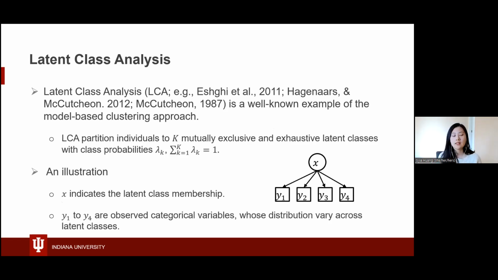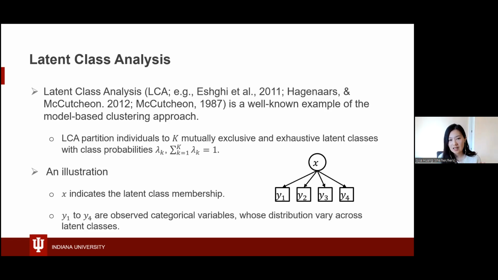For the model-based clustering approach, we'll be focusing on latent class analysis. Latent class analysis is a well-known example of the model-based clustering approach. What it does is partition individuals into k mutually exclusive and exhaustive latent classes, and each class has a class probability denoted here by lambda k. Since we have that many groups, the sum of the class probabilities will add up to 1.